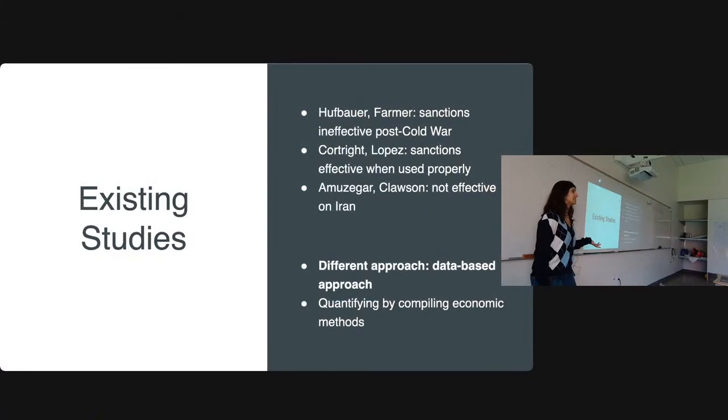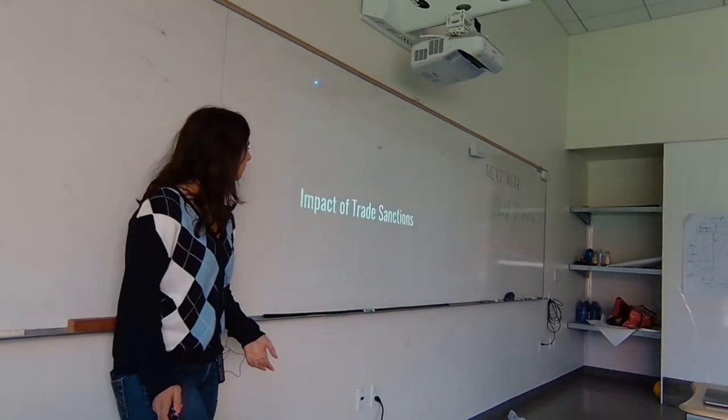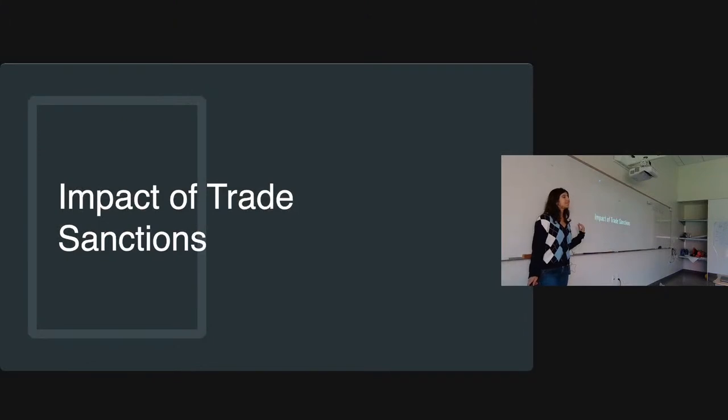So there are a couple of existing studies on sanctions in Iran specifically and whether they're effective. They've all kind of come to varying conclusions, as you can see. But what's different about the study I looked at and also why it's being presented at Science Friday is that it's a very data-based approach that analyzes the efficacy of sanctions by compiling economic methods to quantify. Okay, so first we're going to be looking at the impact of trade sanctions, later the impact of financial sanctions, adding them up, and then talking about what that means for Iran.